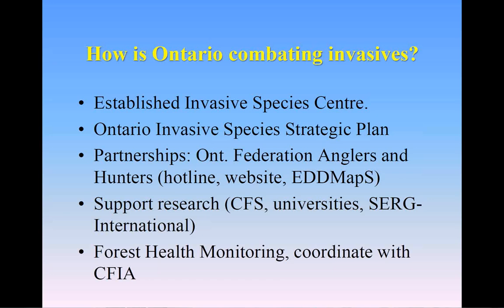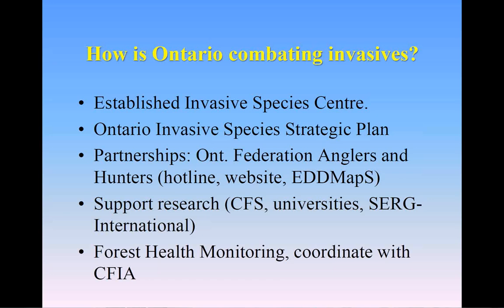And we've developed a partnership in reporting through the Ontario Federation of Anglers and Hunters, who have established a hotline for aquatics and plants and are now expanding to forestry pests. There's a website for that kind of information, as well as an early detection and distribution mapping system, EDDMapS, that allows the public to see and report what finds they may have of invasive species, including forestry ones. And that will be up and running this spring, starting with emerald ash borer and a few other forest pests coming along.